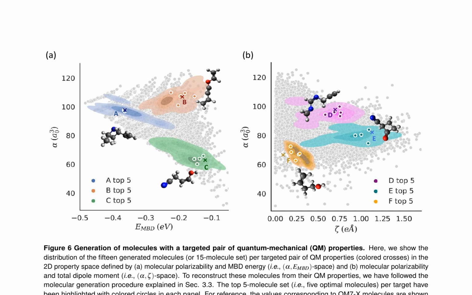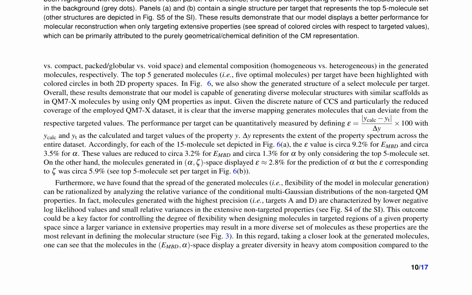The epsilon value, measuring the deviation between calculated and target values of a property, is approximately 9.2% for EMBD and 3.5% for α for the 15-molecule set. Focusing on the top 5 molecule set, these values decrease to 3.2% for EMBD and 1.3% for α. In the α-ζ space, the epsilon value for α is 2.8%, while the epsilon value for ζ is 5.9% for the top 5 molecule set.